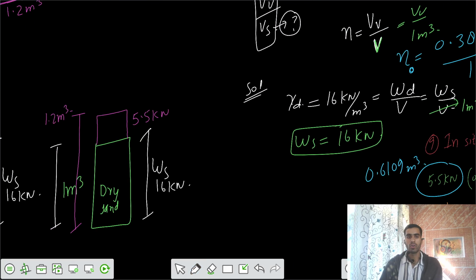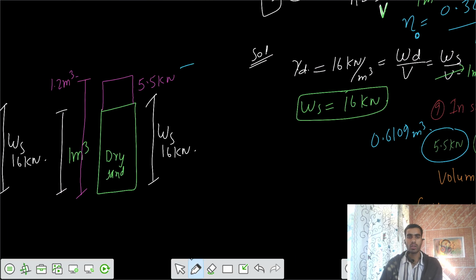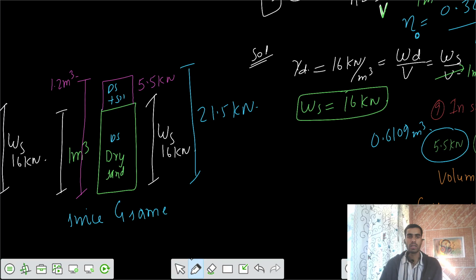So I would show here in the diagram that the total weight is 21.5 kilonewton. And since for the second case G is the same for both materials, in this case we have dry sand, in this case also we have dry sand, but we have also silt. But G is the same for both materials. That means your calculations become easier.